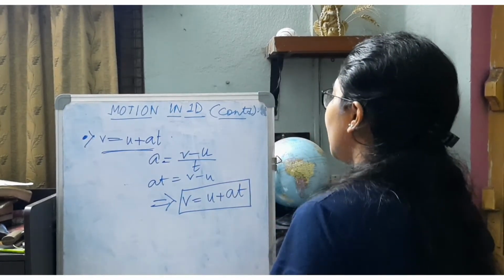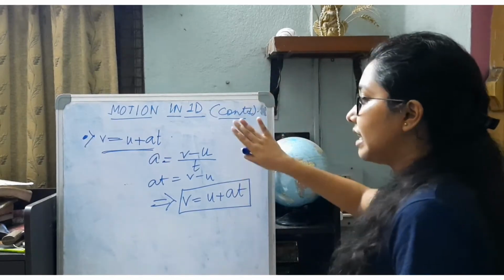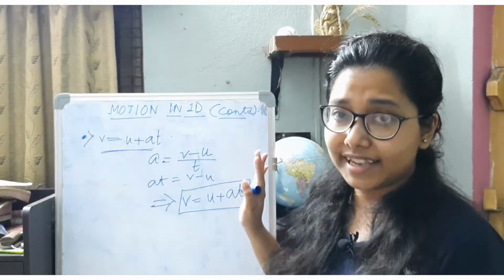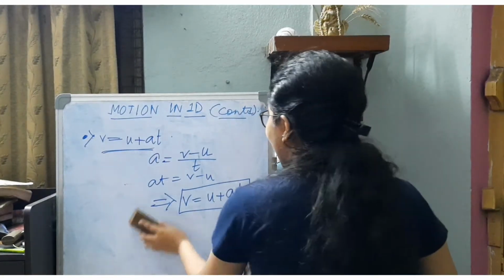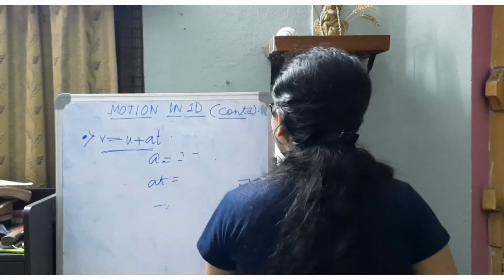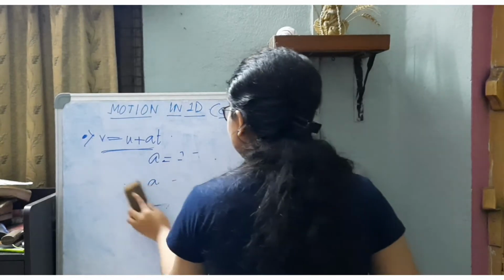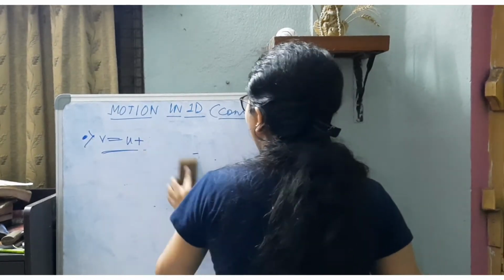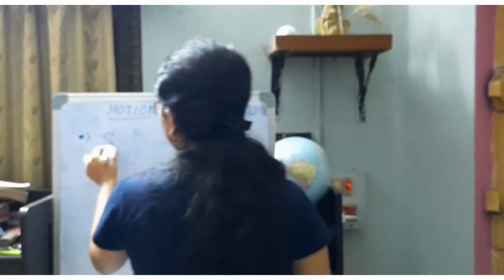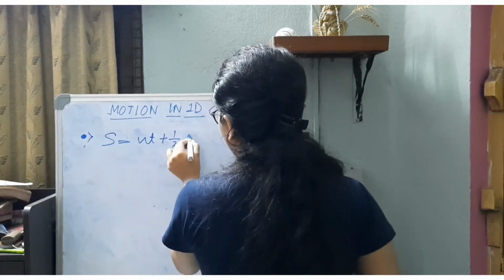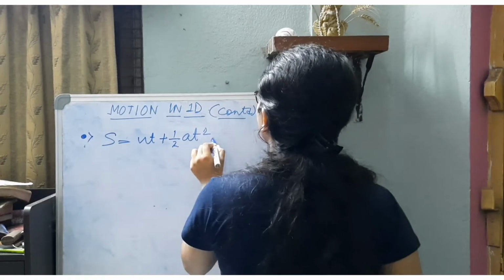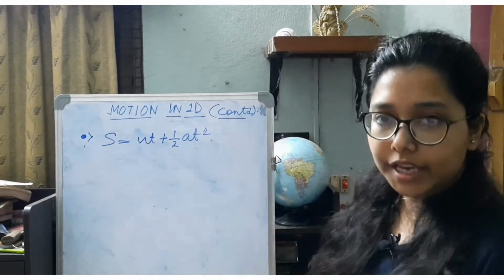So this is how we get the first equation of uniformly accelerated motion. Moving towards the second equation of uniformly accelerated motion, the second equation is s is equal to ut plus half of at square. Now if I write this down, s is equal to ut plus half of at square. So how to prove this particular equation?